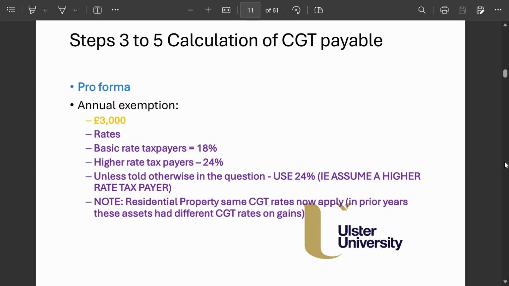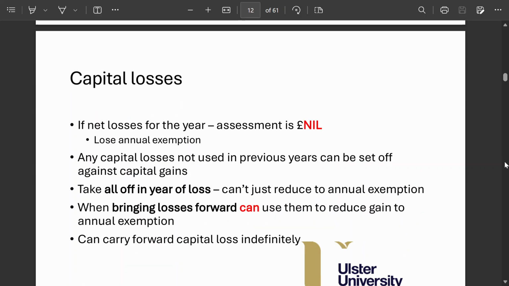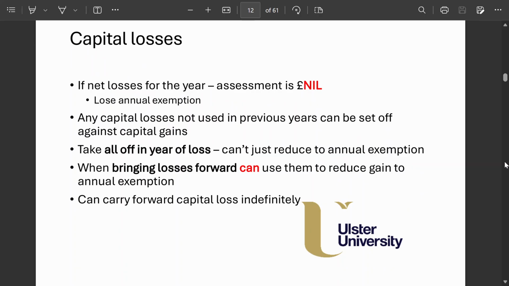Yeah, so what happened last year we don't know. So it's been simplified. We don't have to worry about last year. We only worry about this year. Okay, so if you have a net loss for the year, what happens?